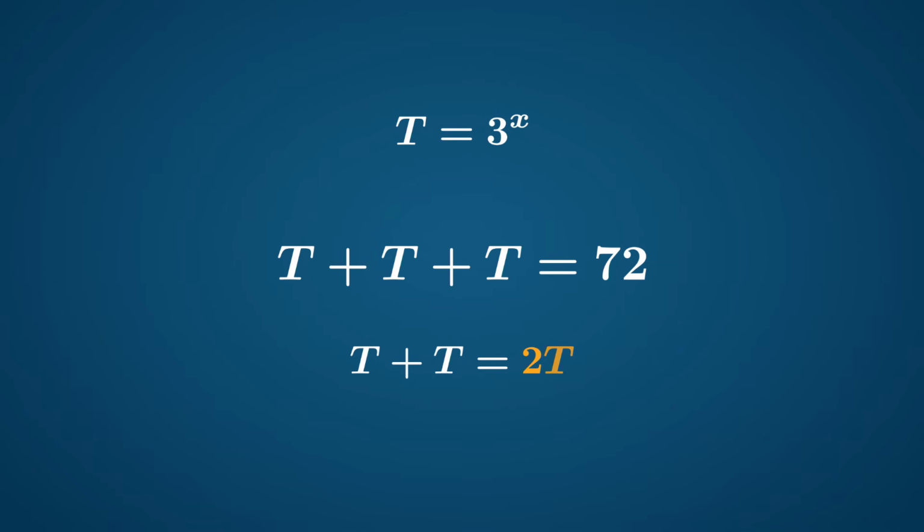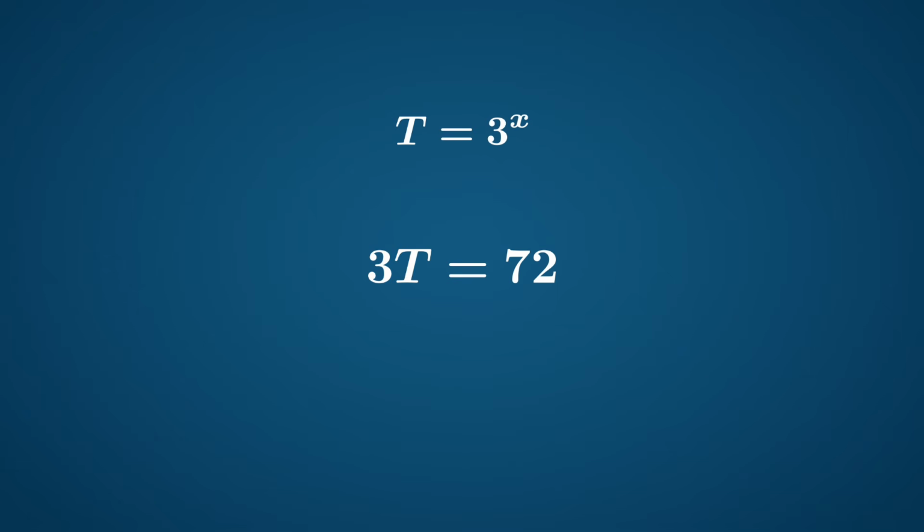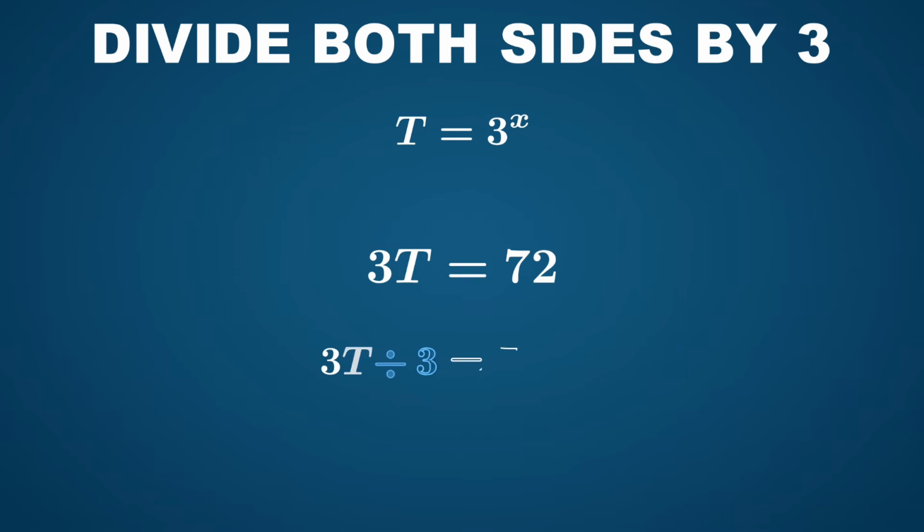Adding one copy of t to another copy gives 2t. Adding a third copy of t gives 3t in total. So the left side collapses neatly into 3t. If we have 3 of anything, we write 3 times it. Our equation is now 3t equals 72.